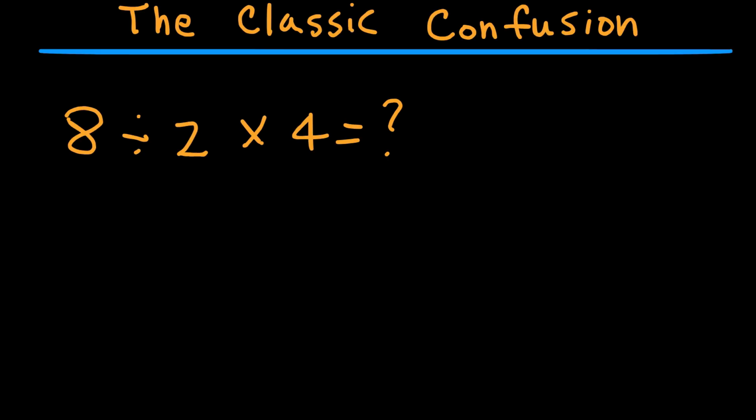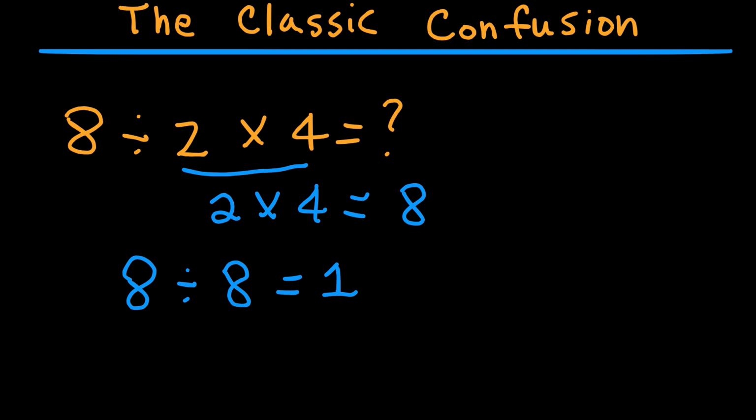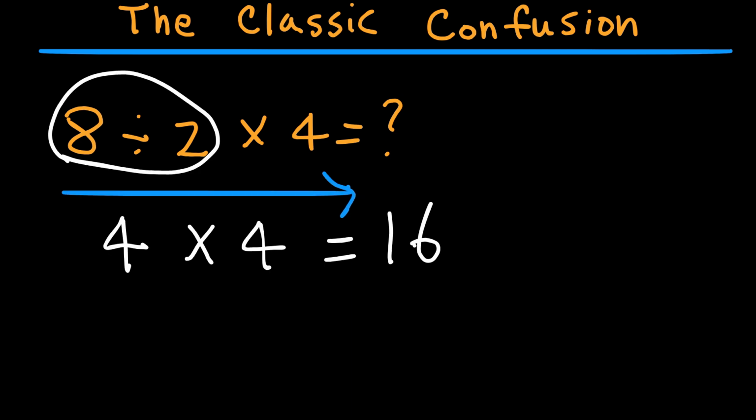Let's try a famous example, 8 divided by 2 times 4. Pause the video or comment below. What's your answer? Some people do 2 times 4 first, which is 8. Then 8 divided by 8 equals 1, which is the wrong way to solve this problem. The right way, you go left to right. First, you divide: 8 divided by 2 equals 4. Then you multiply 4 by 4 equals 16.